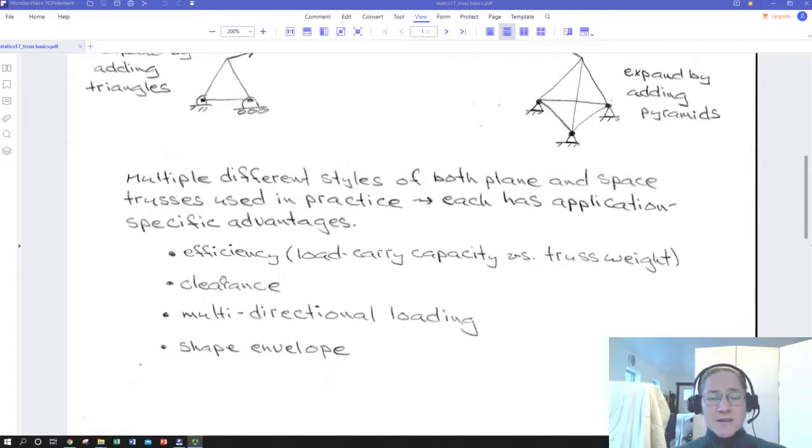You may have to design for clearance, like under a bridge, have a big barge or a big tall ship be able to go underneath it. You might have wind loading coming in crossways in addition to maybe your main static and dynamic loads, something that has happened on a lot of suspension bridges and with bad effects when people didn't plan for it. And you may be planning around just an overall shape envelope, especially for an architectural application, holding up some crazy type of roof.